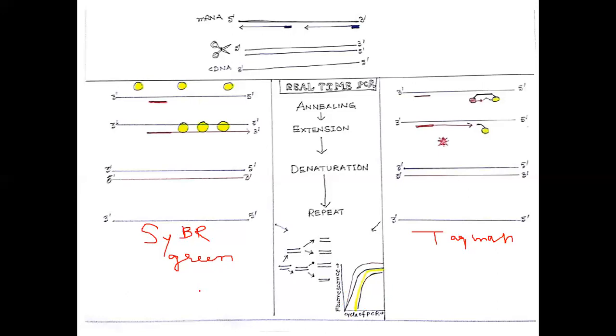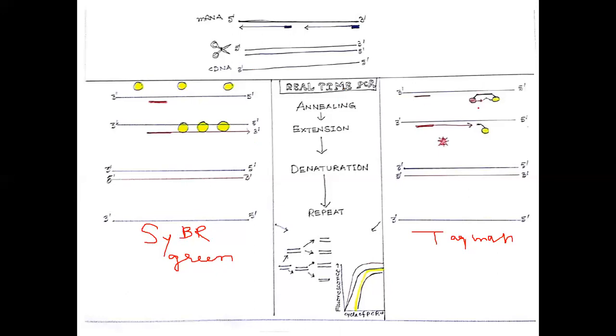Nowadays, real-time PCR is widely used because coronavirus detection is going on, and for this coronavirus detection, real-time PCR is being used. And since the coronavirus genome is RNA, from that we can make cDNA, and then we can perform real-time RT-PCR. So this was the Cyber Green procedure.